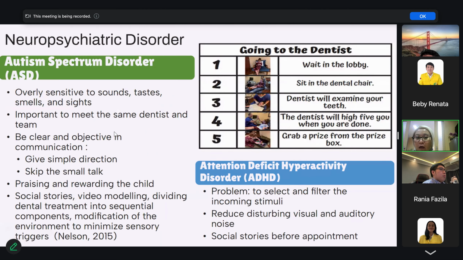So next, for autism, you can use a social story for introducing dental treatment to them. Because people with autism like routine activity, it is best to make a schedule at the same time with the same dental team, same dentist, same dental nurse, and also you need to give clear instruction. And for ADHD, you can also use this social story before the appointment. It's best to reduce the distraction in the office so they can focus on the treatment.